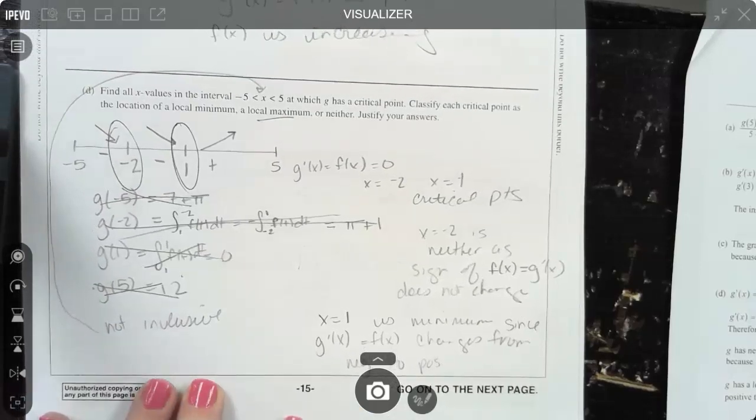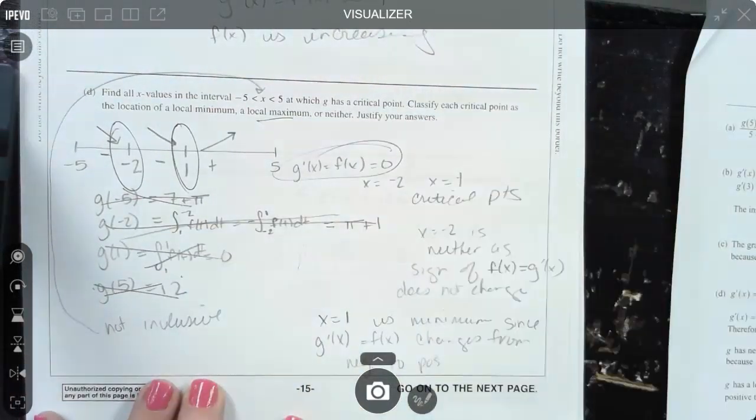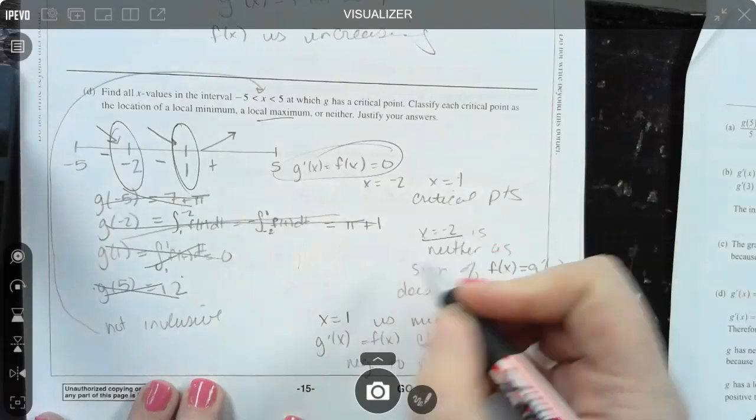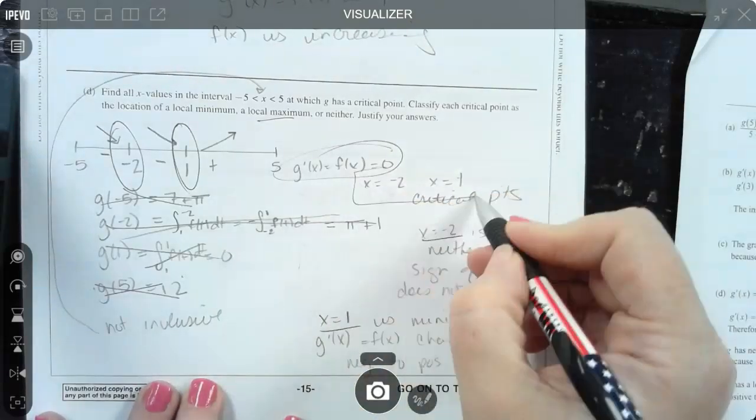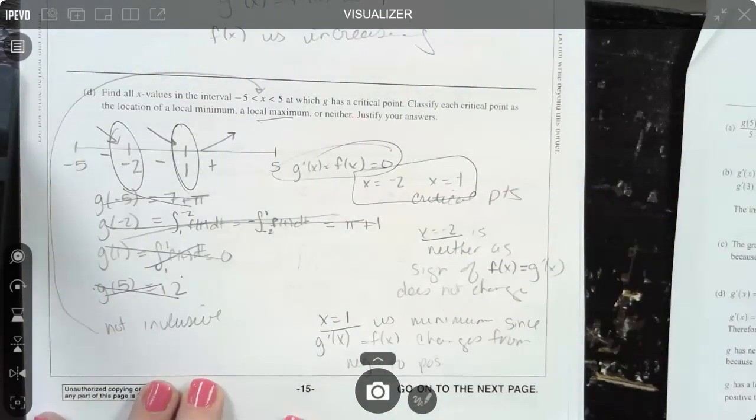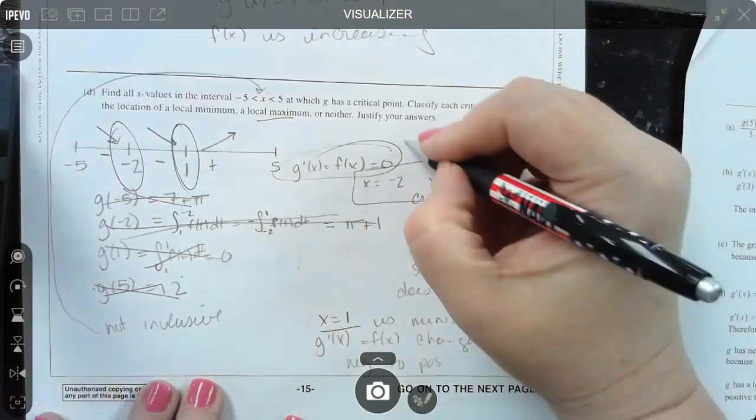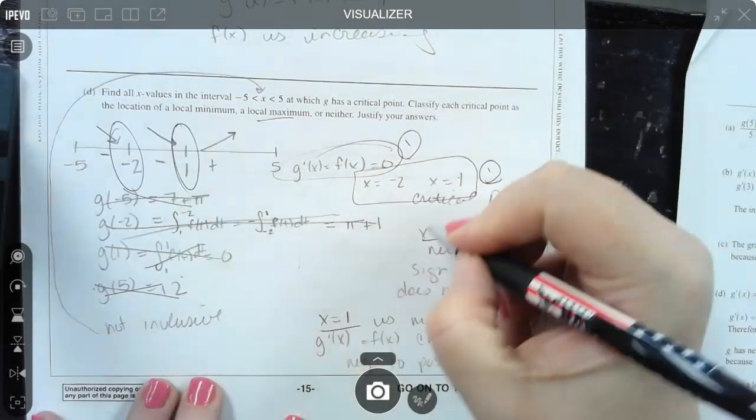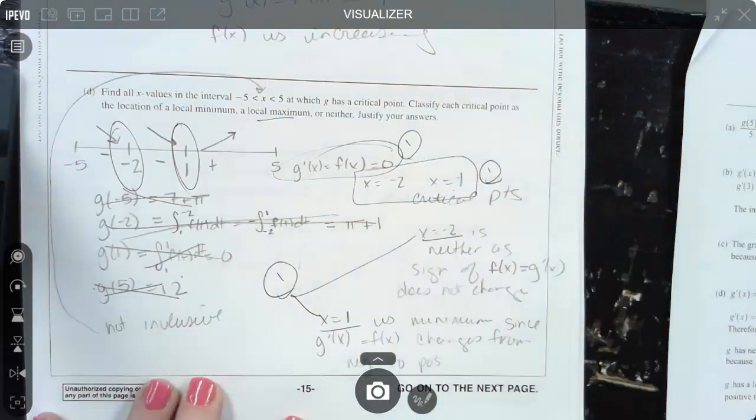So for this one, you got 1 point for considering f of x equals 0. That was 1 point. For just identifying these 2 critical points, you got a point, even if you didn't classify them correctly or justify correctly. And then your answers with justification were your final point. So 1 point, 1 point, and then these 2 make up a point.